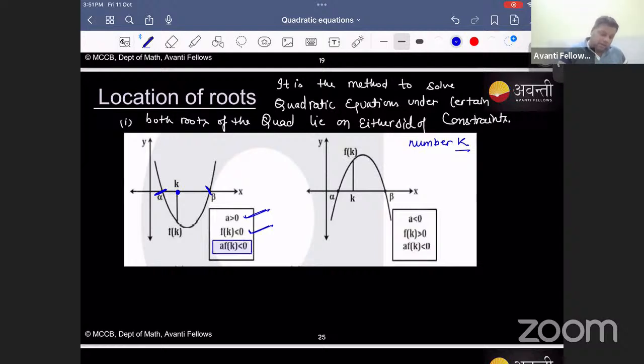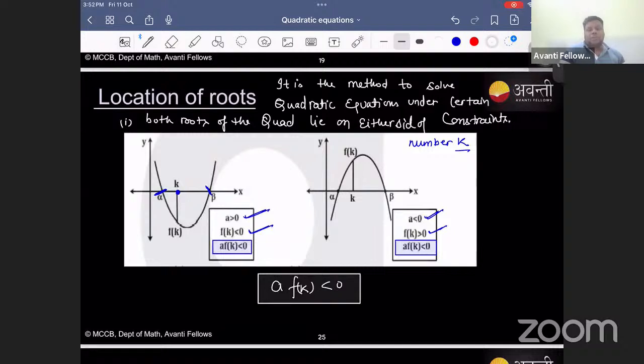Got it? Now, if it is a downward opening parabola, a is negative, f of k is positive. Again, a into f of k is less than 0. So in any case, if both the roots lie on either side of given number k, you have to apply just one condition, a into f of k is less than 0. We don't have to bifurcate if it is an upward opening parabola or a downward opening parabola.